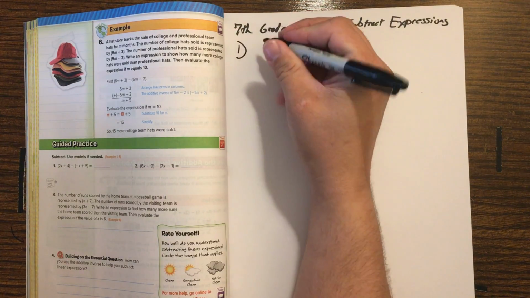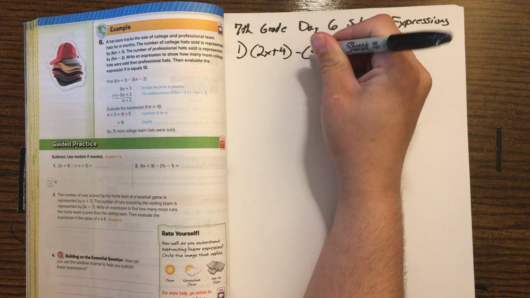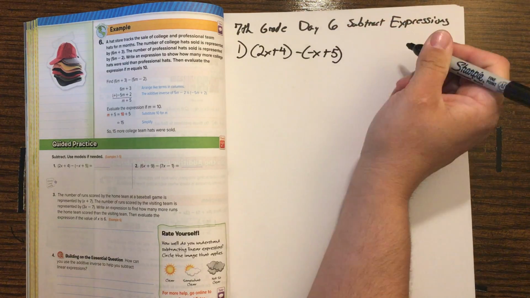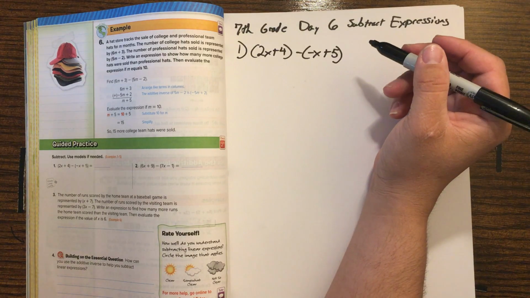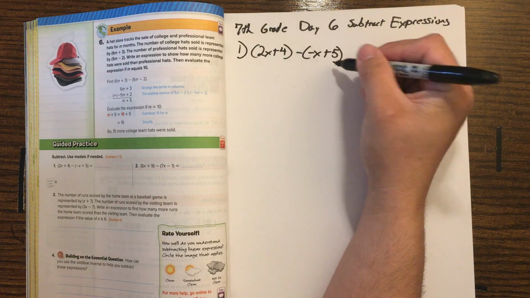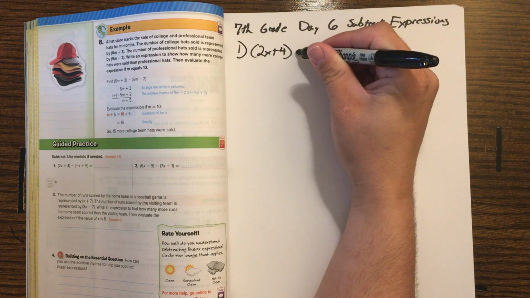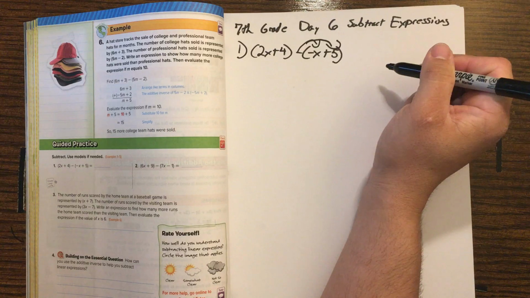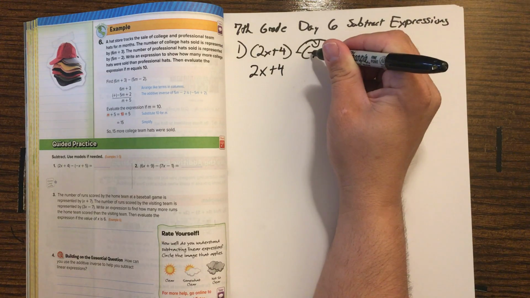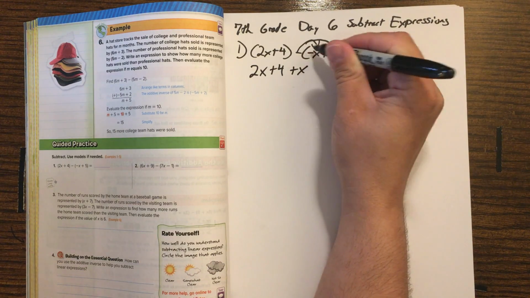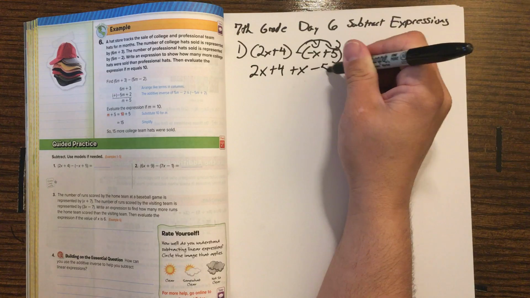So on number one, I have 2x plus 4 minus negative x plus 5. And on one of the first lessons, back on day 3, we did the distributive property, and that's what we're going to use right here to fix this. In this case, we have a negative out here, so I have to distribute my negative to both of these numbers. This number just stays the same. There's no negative there. 2x plus 4, and then negative times negative x gives me positive x, because a negative times a negative is a positive, and then this negative times this 5 is going to be negative 5.